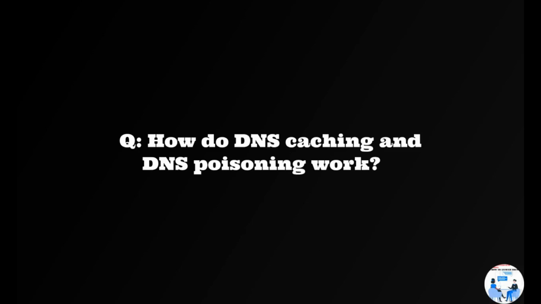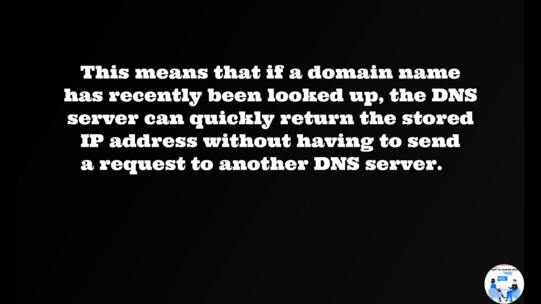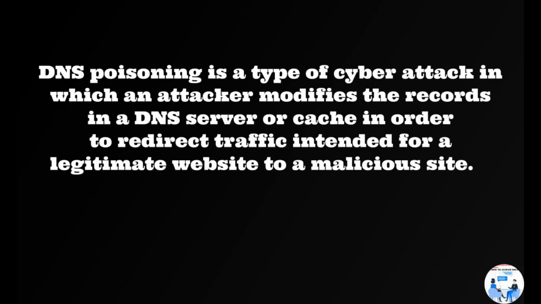Q. How do DNS caching and DNS poisoning work? A. DNS caching is a technique used by DNS servers to improve the speed of domain name resolution by storing the results of recent DNS queries in memory. This means that if a domain name has recently been looked up, the DNS server can quickly return the stored IP address without having to send a request to another DNS server.